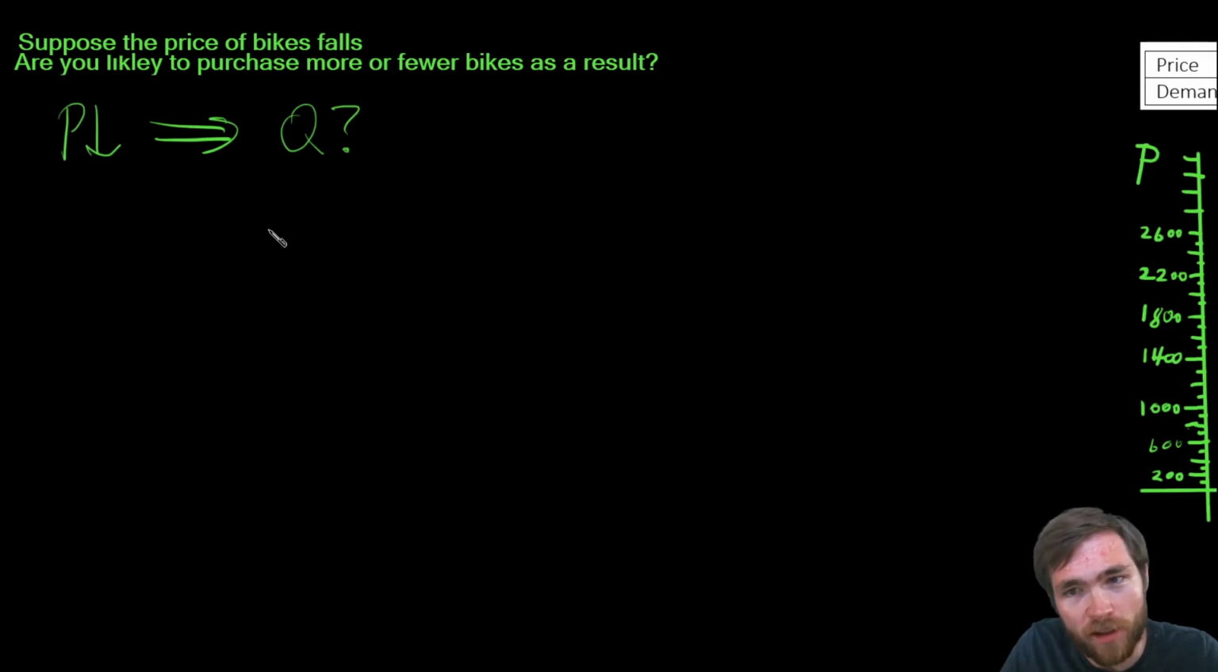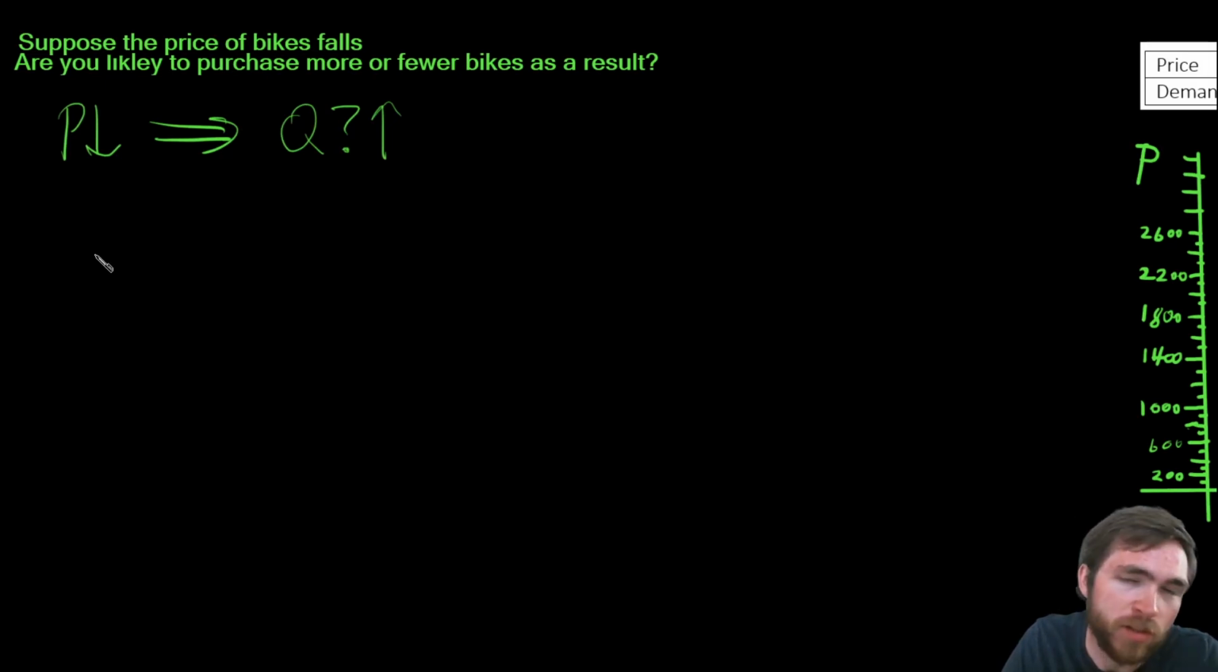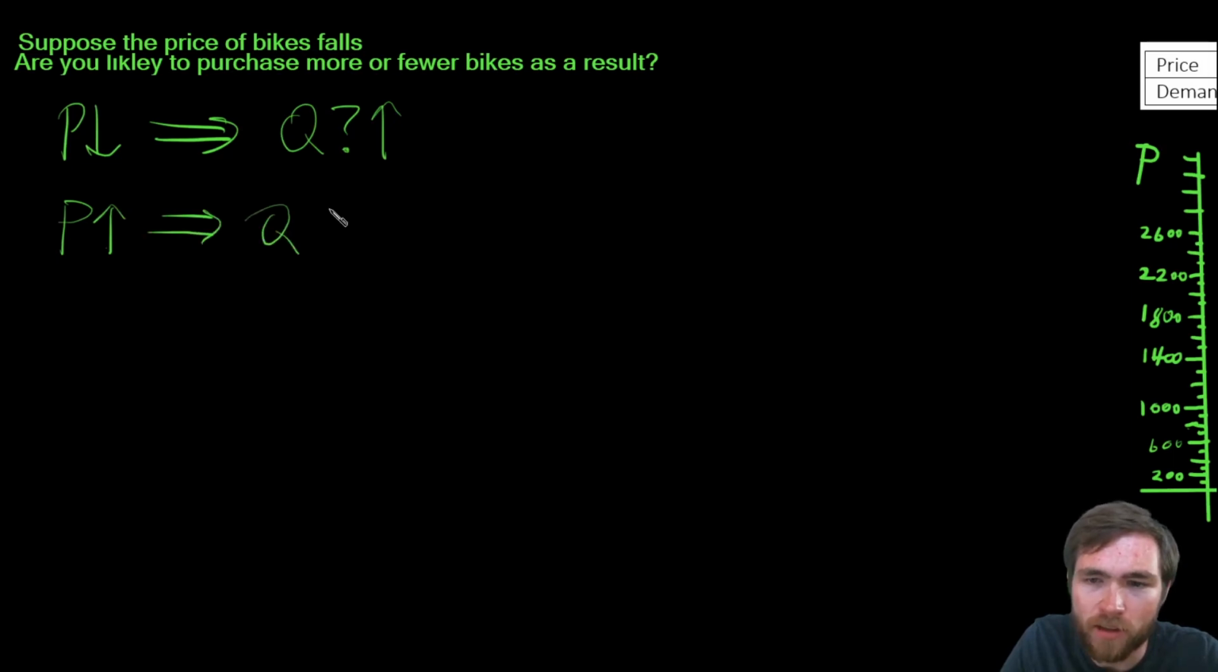Well, if the price declines, then it's going to be relatively easier to purchase a bike, and you have to give up fewer other things in order to do it. And so you would likely be inclined to purchase more bikes as a result. If you don't have a bike, you might purchase one, or if you have one, you might get an additional bike. And similarly, if the price increases, then quantity demanded is likely to decline as a result. And so this is just the intuition of how demand functions.